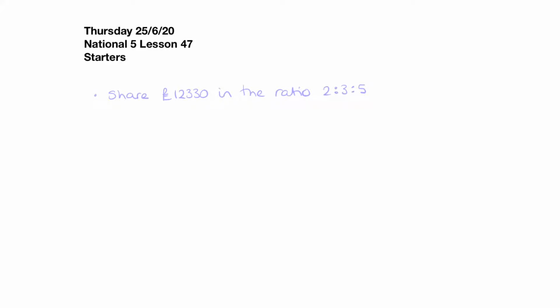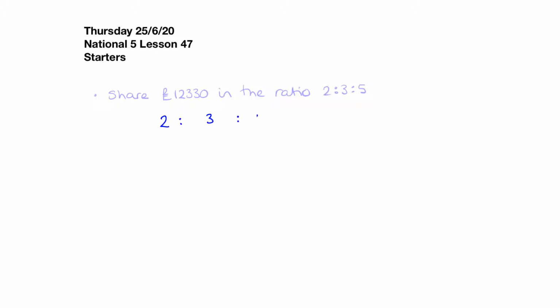We're going to do a ratio question to start with today, and then we're going to do a few exam questions on the kind of things that we've been doing recently. So, first of all, we want to share out £12,330 in the ratio 2 to 3 to 5. When you've got to share in a ratio, I would suggest you write down the ratio.